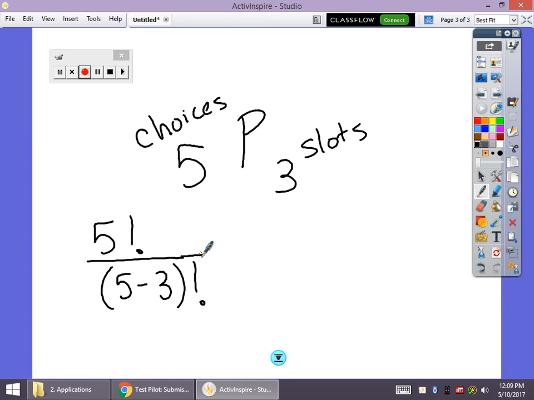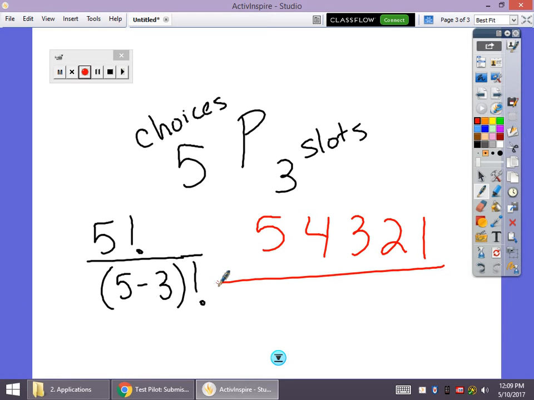Using this would give me 5, 4, 3, 2, 1 on the top. I'm just not making the multiplication mark. And on the bottom, this is going to be 2 factorial, so 2 times 1. The 2 and the 1 cancel. 5 times 4 is 20, times 3 is 60. So the answer to this is 60. That is using the permutation formula.